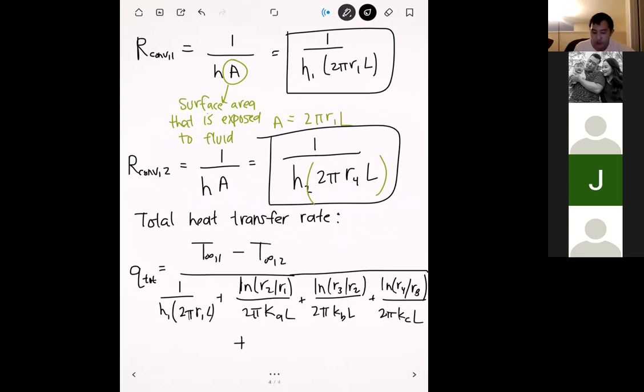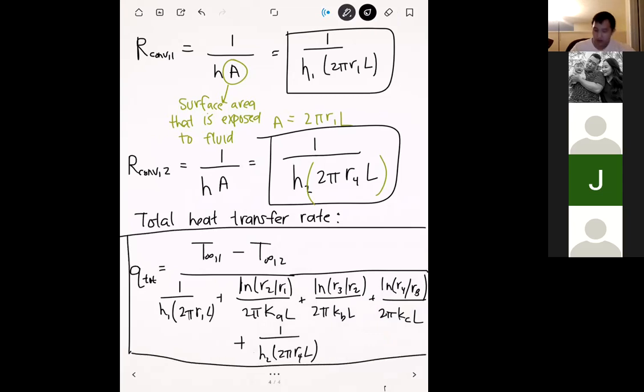And then finally, we have the convection resistance of the total outer layer, which is what we have right here. So it's going to be 1 over h2 times 2 pi R4 L. It looks pretty intimidating because it's a lot of different terms to plug in, but it's just a lot of plugging in. Most of the time in these problems, you're going to be given the h's, the k's, and all the radii usually. And so in those situations, you just plug into this equation.